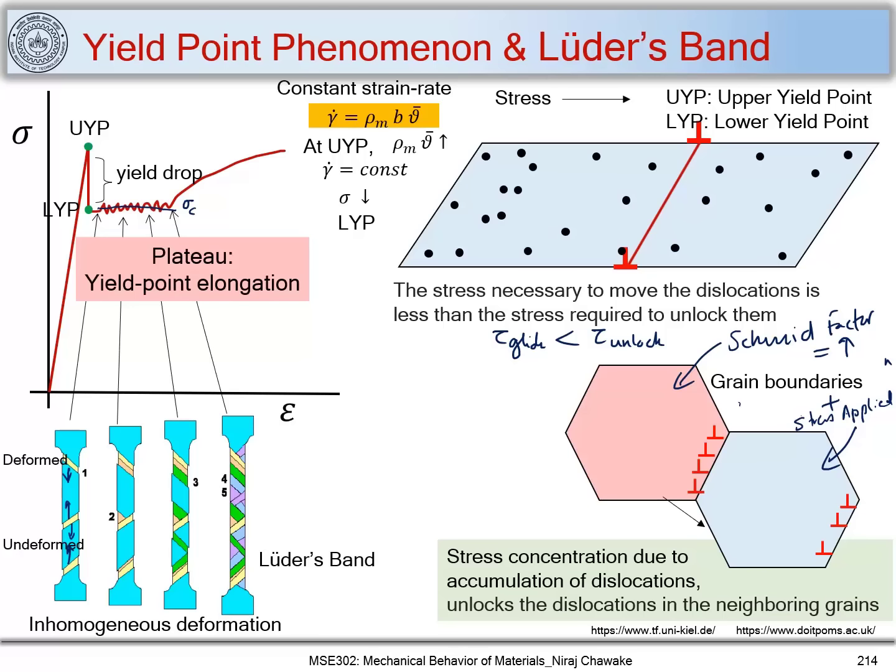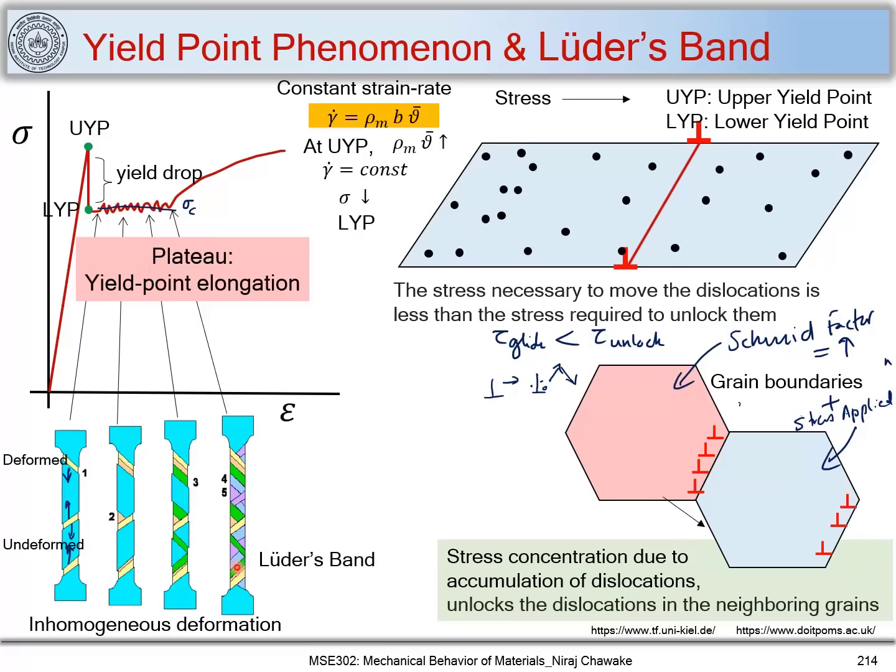So let me explain it to you. In this case, these dislocations will move, and when they move, they will again encounter carbon atoms, and again you need a somewhat higher amount of stress, and when they again set free, the stress will drop down. So you have this kind of phenomenon occurring in this region. That's why you have undulations here in this yield point elongation region.